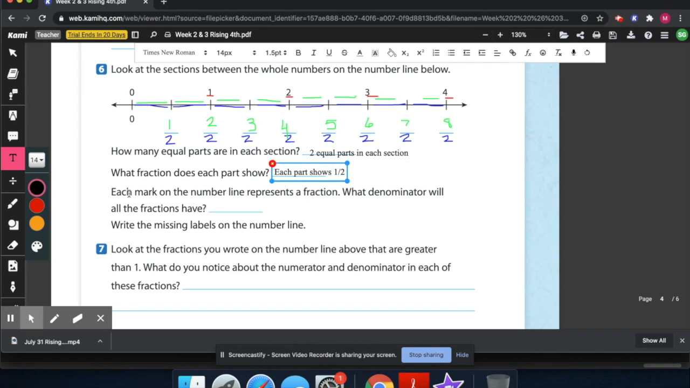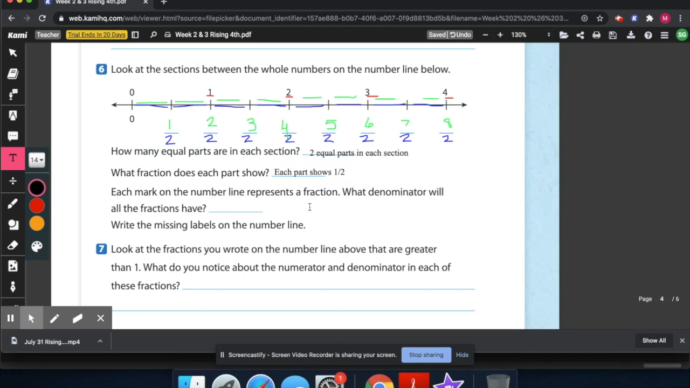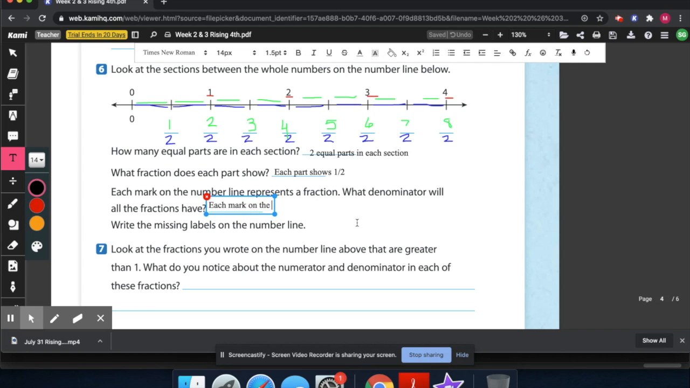We have another one that asks, each mark on the number line represents a fraction. What denominator will all the fractions have? We figured this out already. We already figured out our denominator all across this number line is going to be 2. So we're going to put each mark on the number line represents 2 for the denominator.